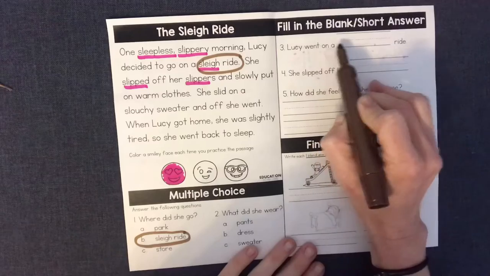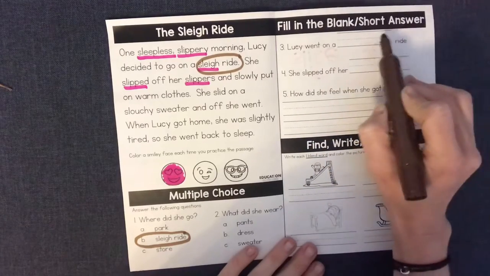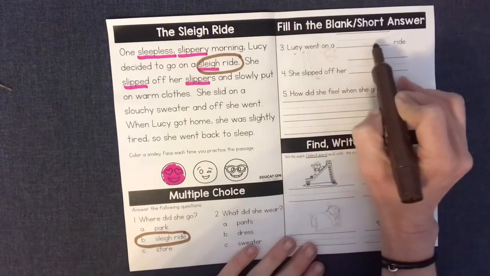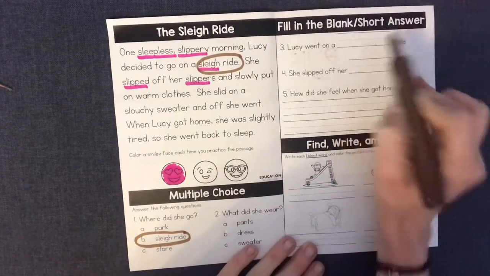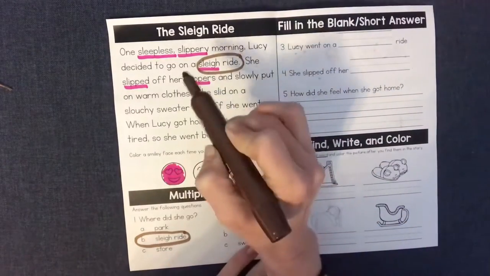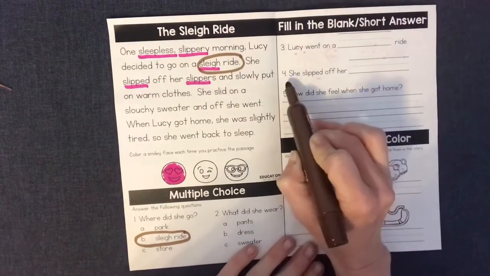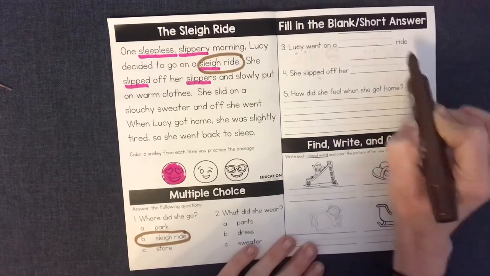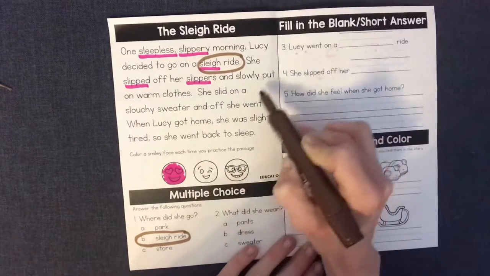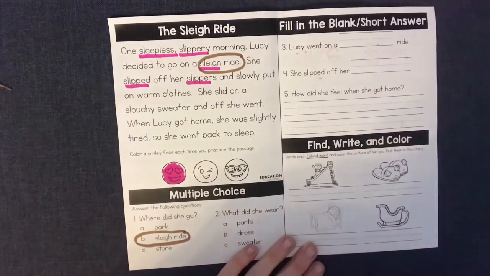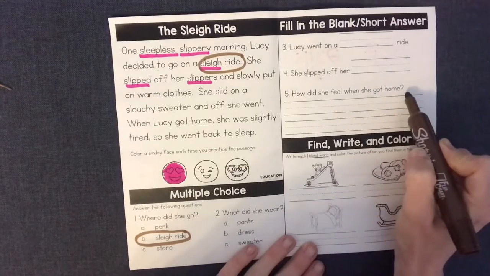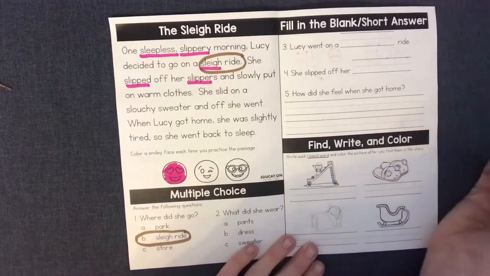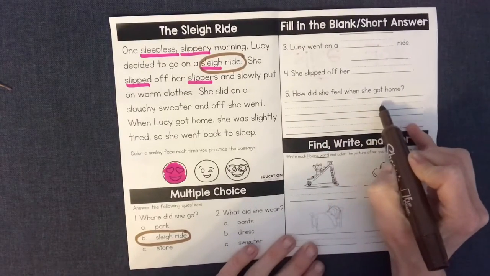Lucy went on a blank ride. We have to find what kind of ride she went on. Lucy went on a blank ride. Find the answer in the text, circle the answer, and write it here. Number 4, she slipped off her. What did she slip off of? Find the answer in the text, circle it, and write it here. Number 5, how did she feel when she got home? Okay, she felt blank. I don't know. Lucy felt blank. I don't remember.